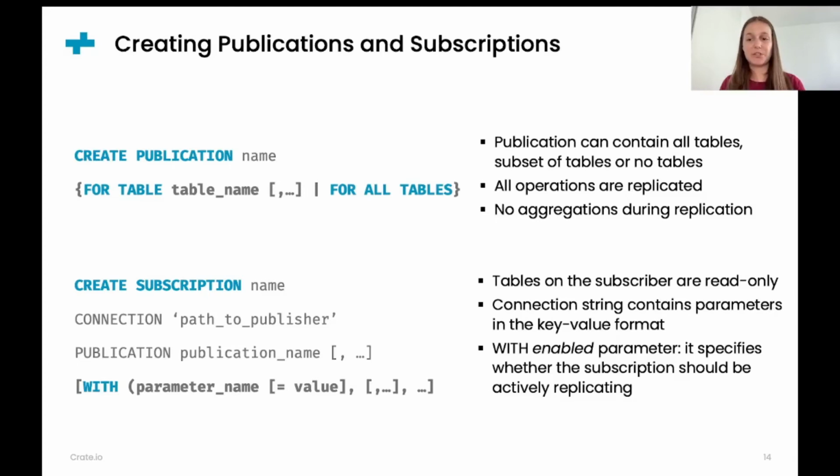And to create a subscription, one must specify the connection to the publisher and the name of the publication to be replicated. Optionally, you can also enable a parameter that specifies whether the subscription should be actively replicated. But replicated data on subscribers is read-only, and this means that changes are not possible on replicated tables. But this may change in the future, so keep track of changes in CrateDB. Logical replication is a relatively new feature, but it's very important for achieving high availability of CrateDB clusters.